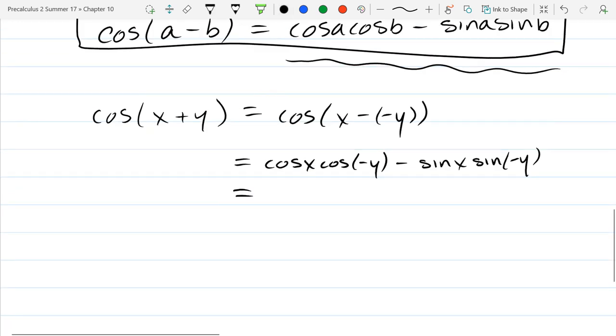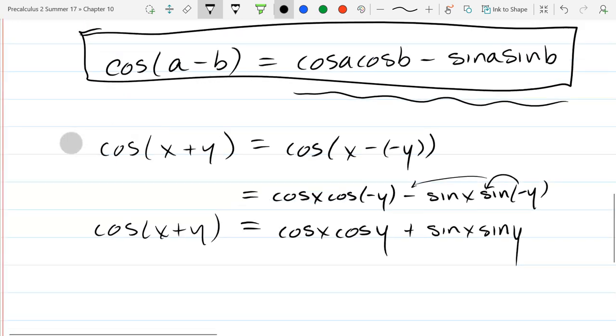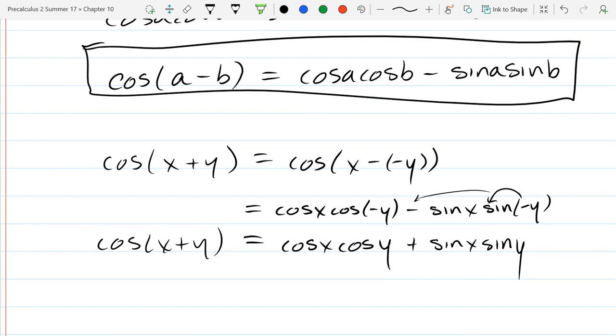Now even odd properties of cosine and sine. Cosine is even, so cosine doesn't care about that negative. Sine, however, is odd, so this negative, you can bring it outside the sine function, making it negative, but the real effect is over here, it makes it positive. So we got sine x, sine y. And now all I'm going to do is switch back to A's and B's.